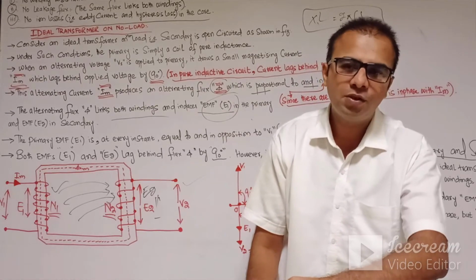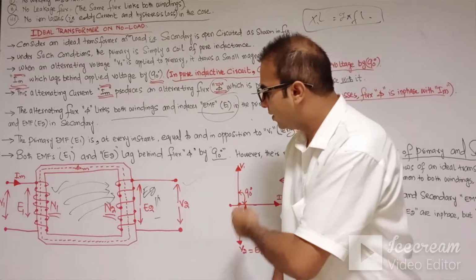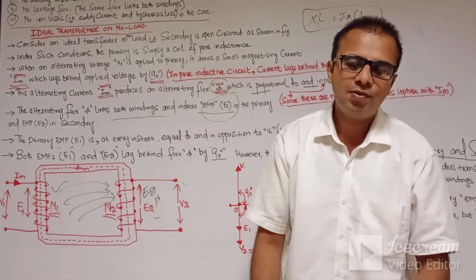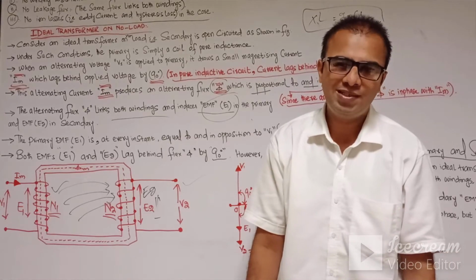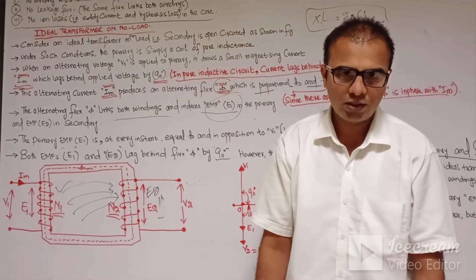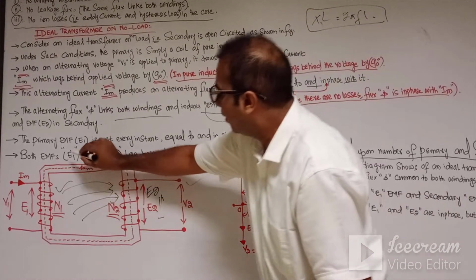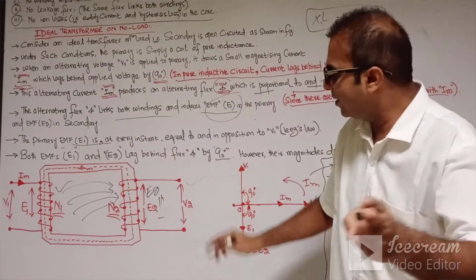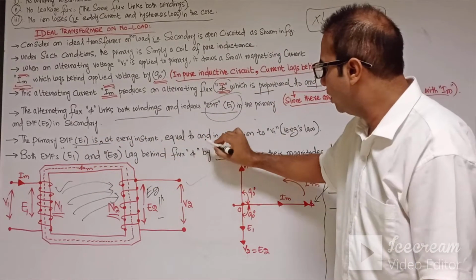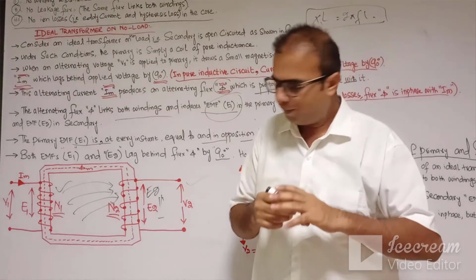The primary winding is connected with the supply voltage and EMF is induced on the secondary side, and already the secondary side is kept open circuited. There is no load connected on the secondary side of the transformer, an ideal transformer. Okay. Primary EMF E1 is at every instant equal to and in opposition to V1.